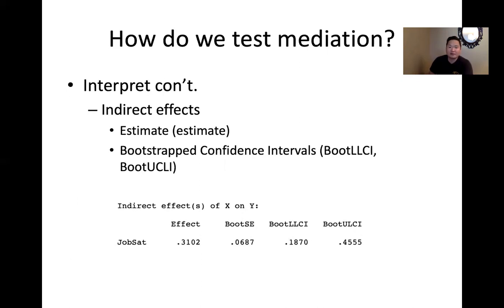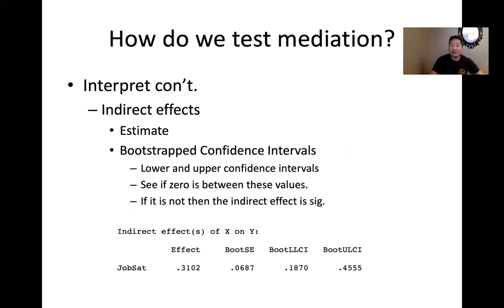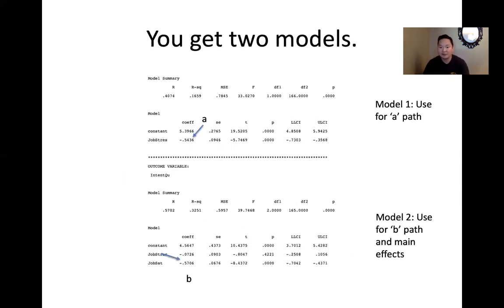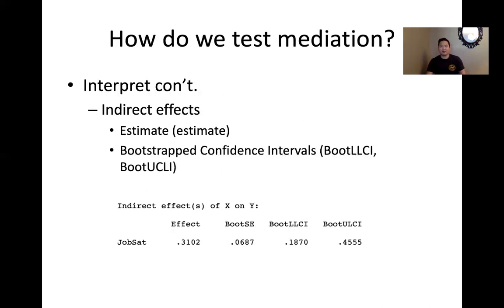We don't have a p-value for the indirect effect. So how did I know it was significant? We looked at the bootstrapped confidence intervals here. This is the lower confidence interval, 0.187, and this is the upper confidence interval, 0.4555. That's what tells us whether or not something's significant. Now, you guys are used to p-values, where you look at the sig value, and if it's less than 0.05, then it's significant. That's what you're comfortable with. This is a little bit new.